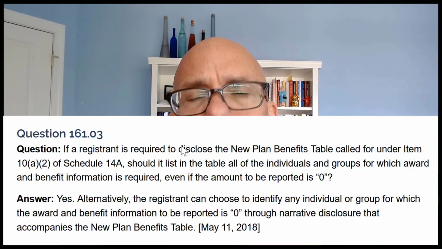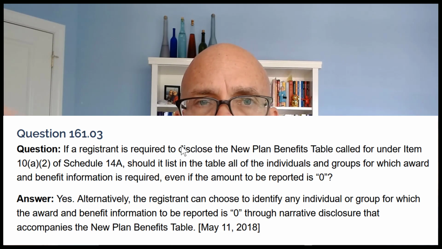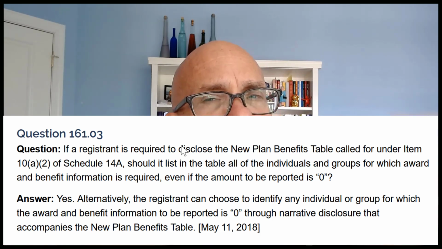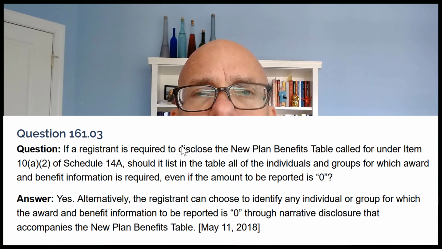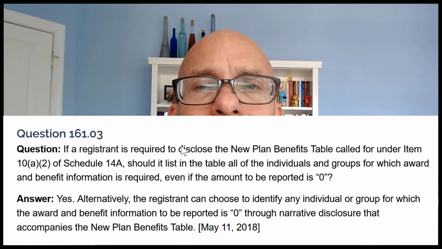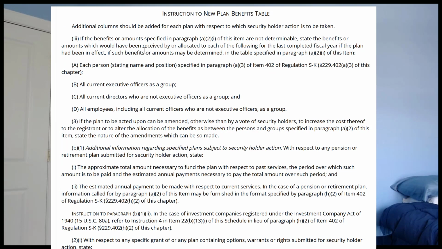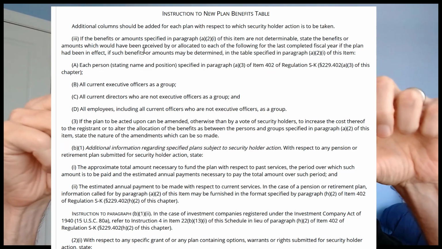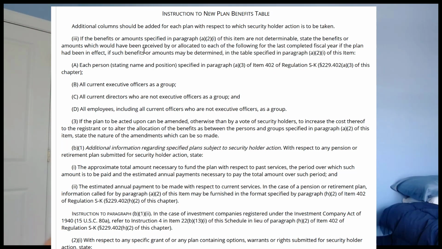As noted in this CorpFin staff interpretation, all of the required officers and groups go into the table, so even if they won't be receiving anything under the plan, you still include them and indicate then that the amount is 0. As noted in the instruction to the new plan benefits table, so there's a single instruction in the table itself, and then a list of instructions a little bit further down in Item 10.